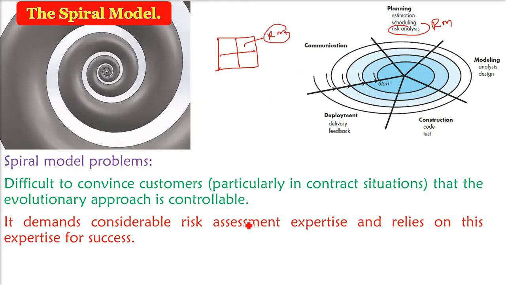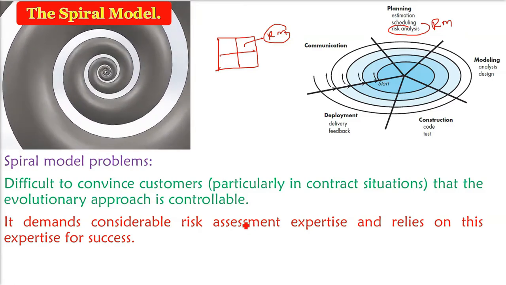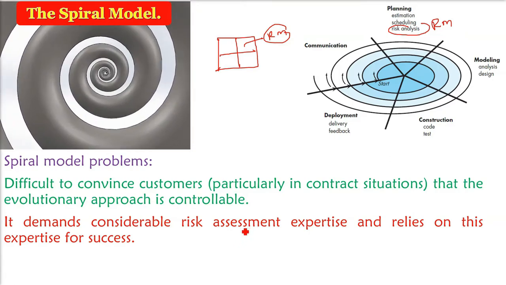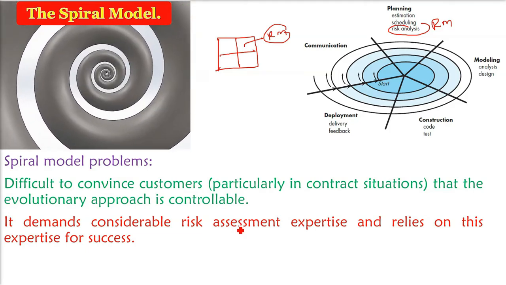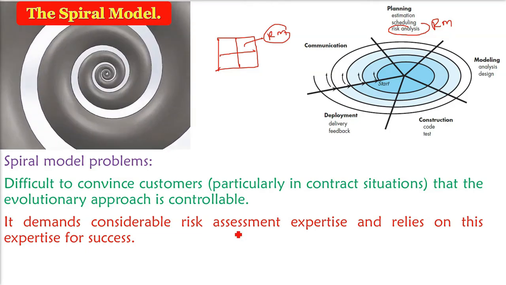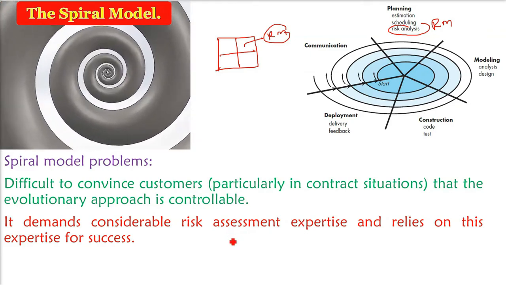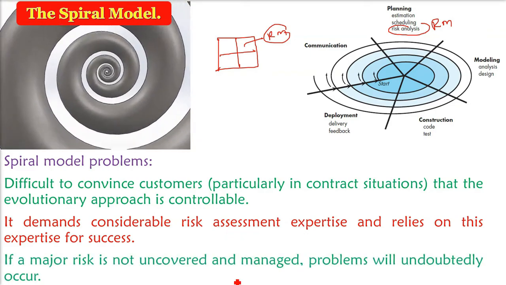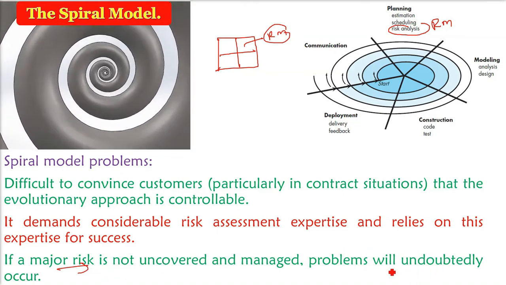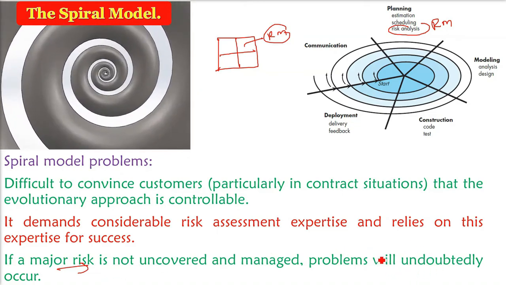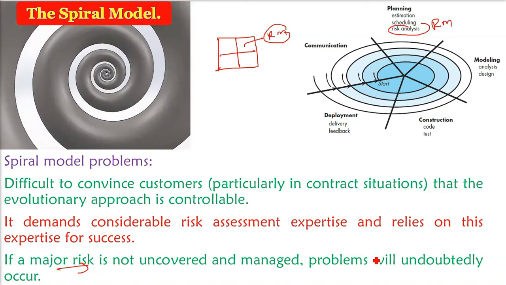If the person who is dedicated to the work is not competent to find out the risk, that will be a disaster, because risk analysis is the core part of the spiral model. If the major risks remain uncovered, the cost and the estimation will all fail. So these are the spiral model problems, but still it is being used widely.